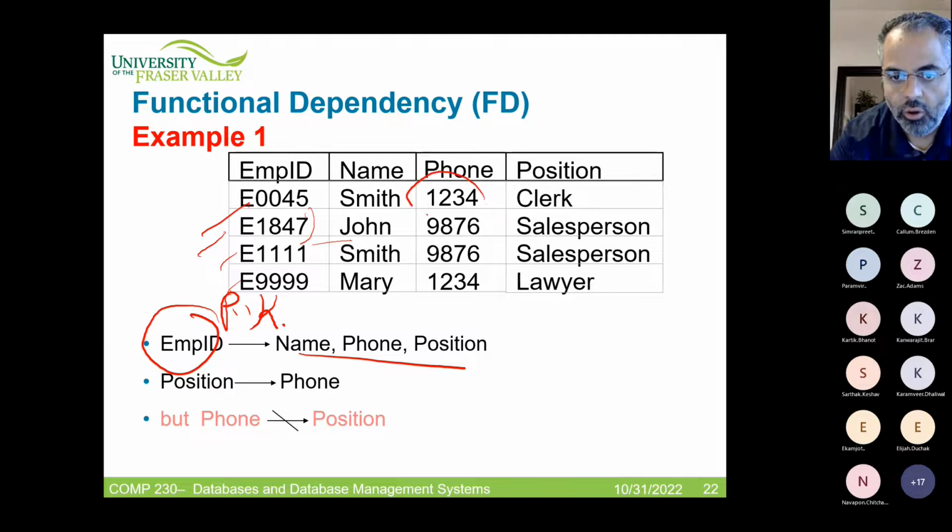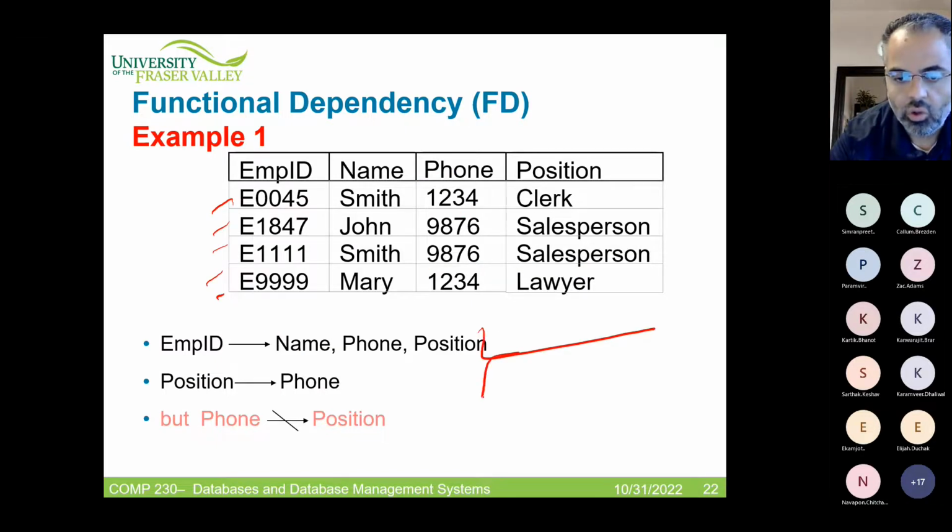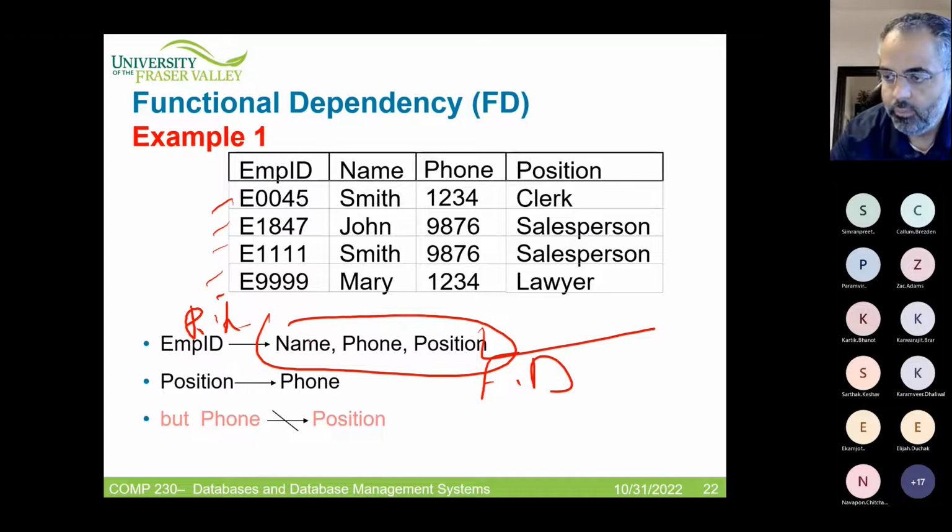Like here, phone is being duplicated. But when it's duplicated, in order to keep this correct, whenever there is a duplication, we should have the same value. It should be clear here. But in the primary key, there is no duplication, so it always exists. So there is always a function dependency between the primary key and other non-primary attributes.